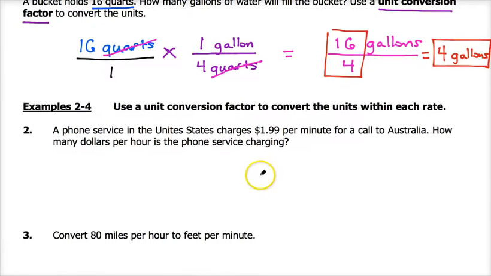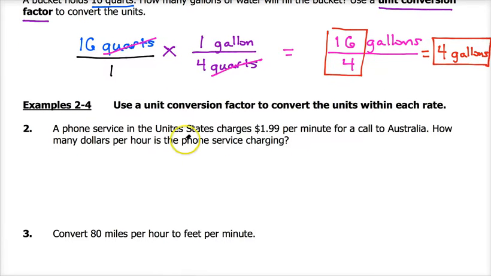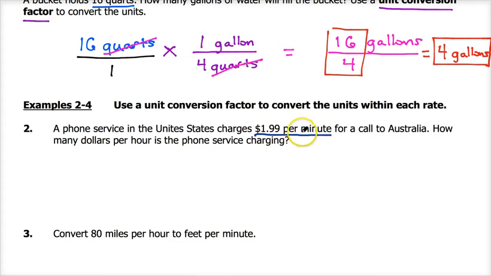And we're going to do the same thing. This one says a phone service in the United States charges $1.99 per minute for a call to Australia. How many dollars per hour is the phone service charging? So this time we're given a rate. The rate is $1.99 per every 1 minute. So I'm going to write that as a fraction. $1.99 on the top, and on the bottom, 1 minute.